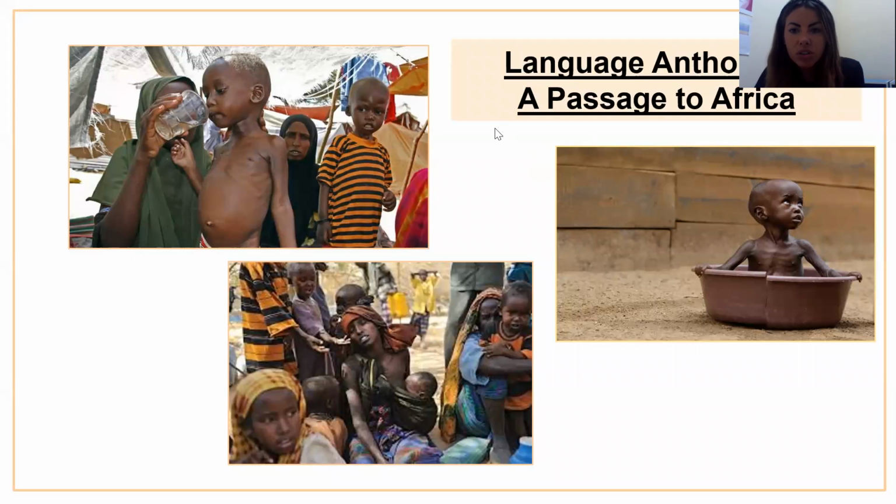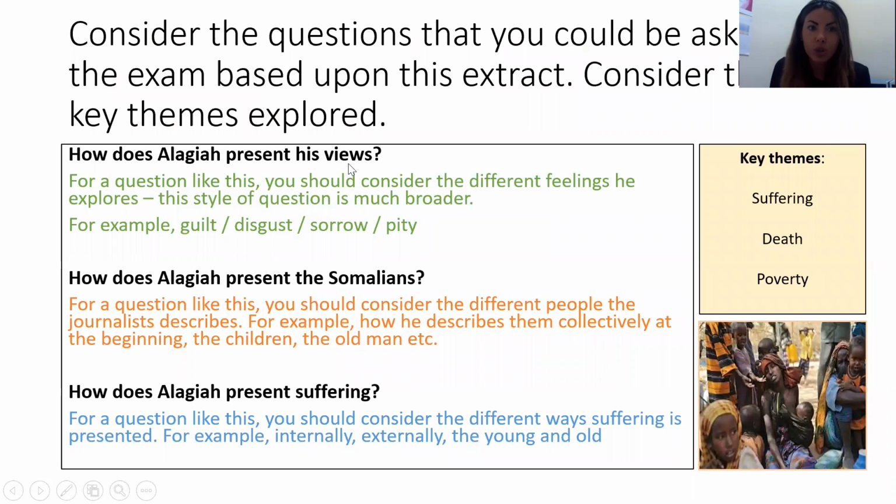Hi guys. Okay, so I'm going to talk you through the extract, A Passage to Africa. So some of the questions that could come up based on that, because I know there is 10 different anthologies, but if we think of possible questions that could come up for each one, possible themes, we can try and predict and plan for it. So consider the questions you could be asked in the exam.